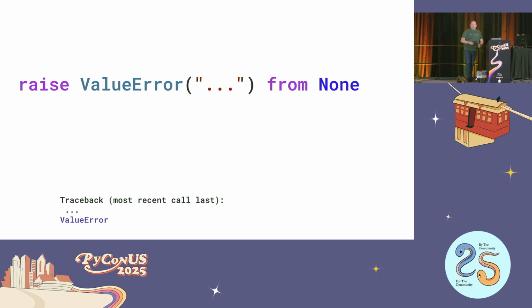Alternatively, you can raise from none to hide the previous exception. If you're wrapping it and you don't think the user or the other developer using your code will ever need to know about the other error, you can raise from none, and then it won't print that previous exception.